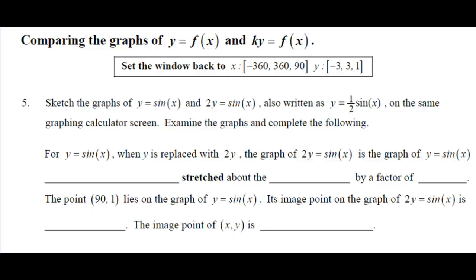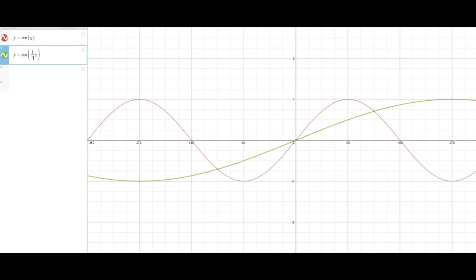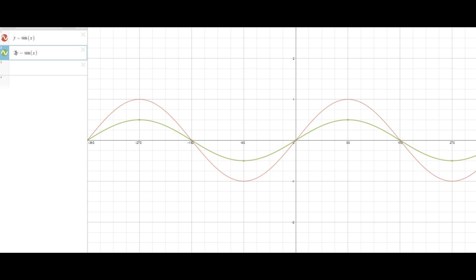Comparing the graphs of y equals f of x and ky equals f of x. Sketch graph y equals sine x and 2y equals sine x. Now, if you're graphing, what do you have to graph? You have to graph y equals 1/2 sine x, because on your calculator, it's always got to be y equals. I am not constrained by such things, so let's get rid of the 1/3, and I can put a 2 in here. So there's 2y equals sine x.